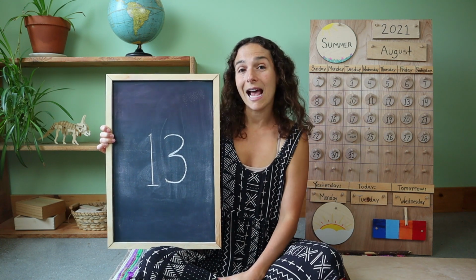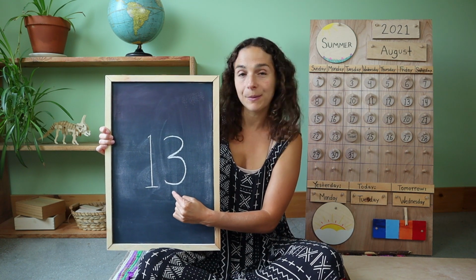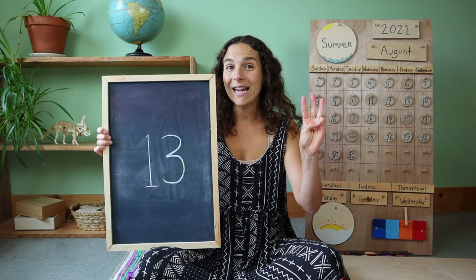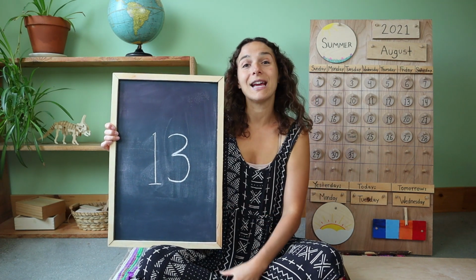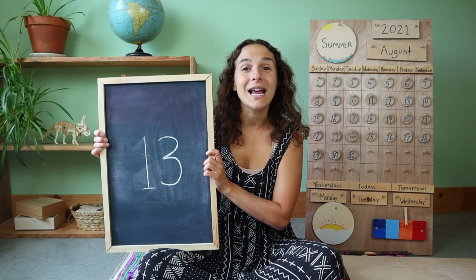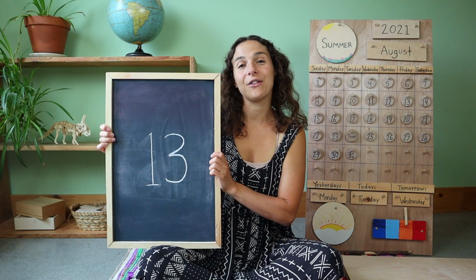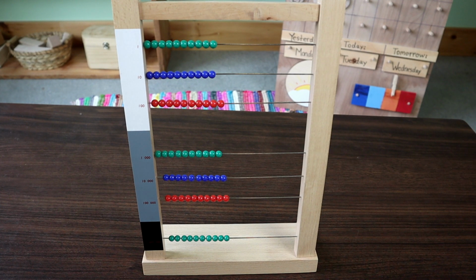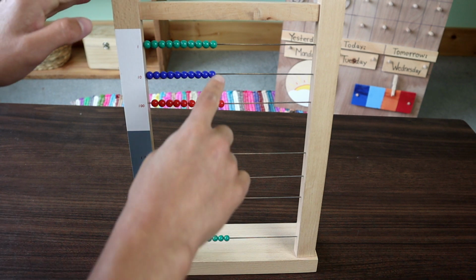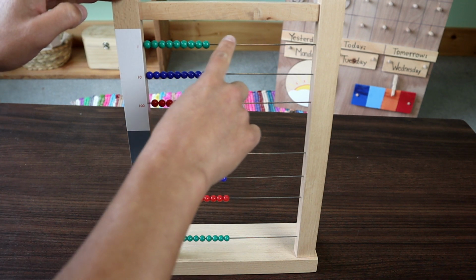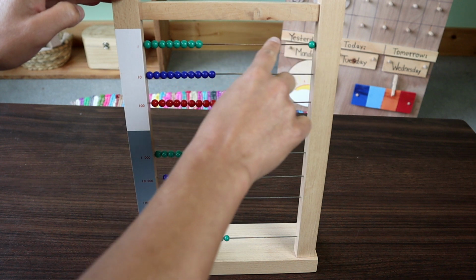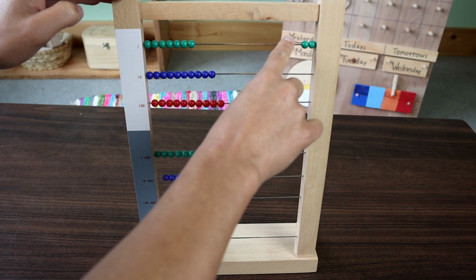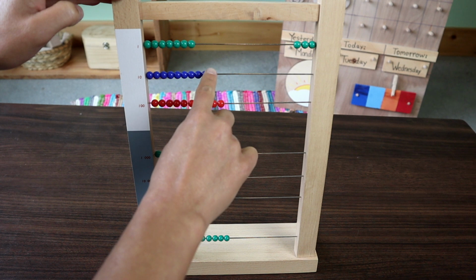1. And after 1 comes the number 3. 1, 3. 13. Now let's count to the number 13 together using the large bead frame. This week we're going to count to the number 13 using the large bead frame. In order to get to 13, you need 3 units. 1, 2, 3, and 1 10.